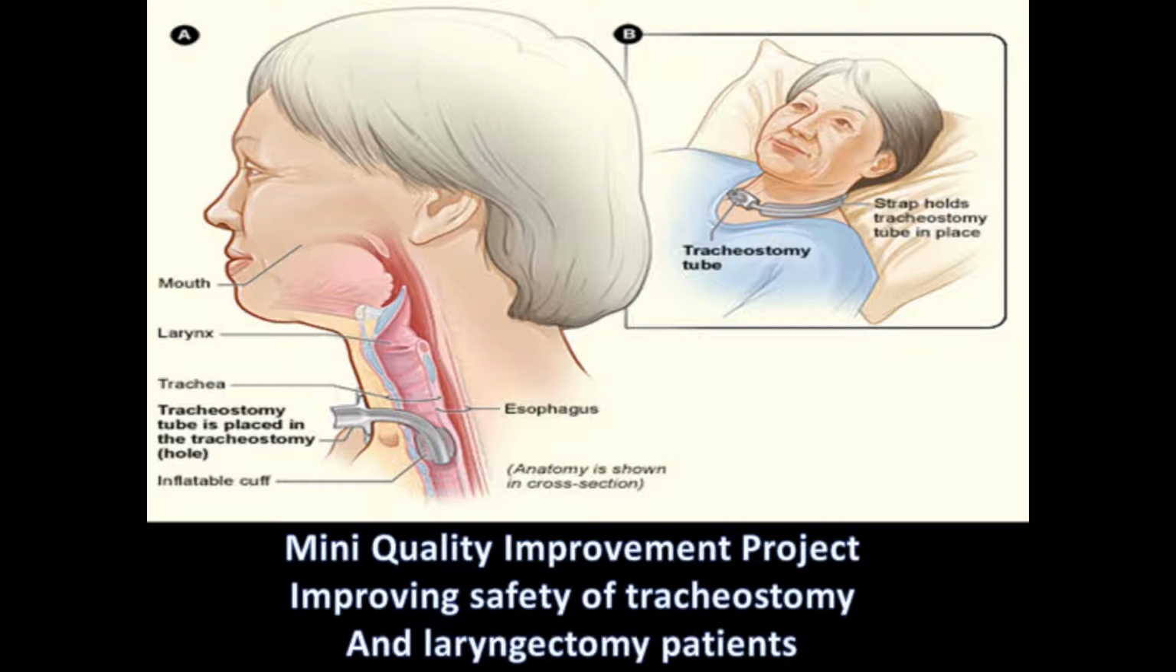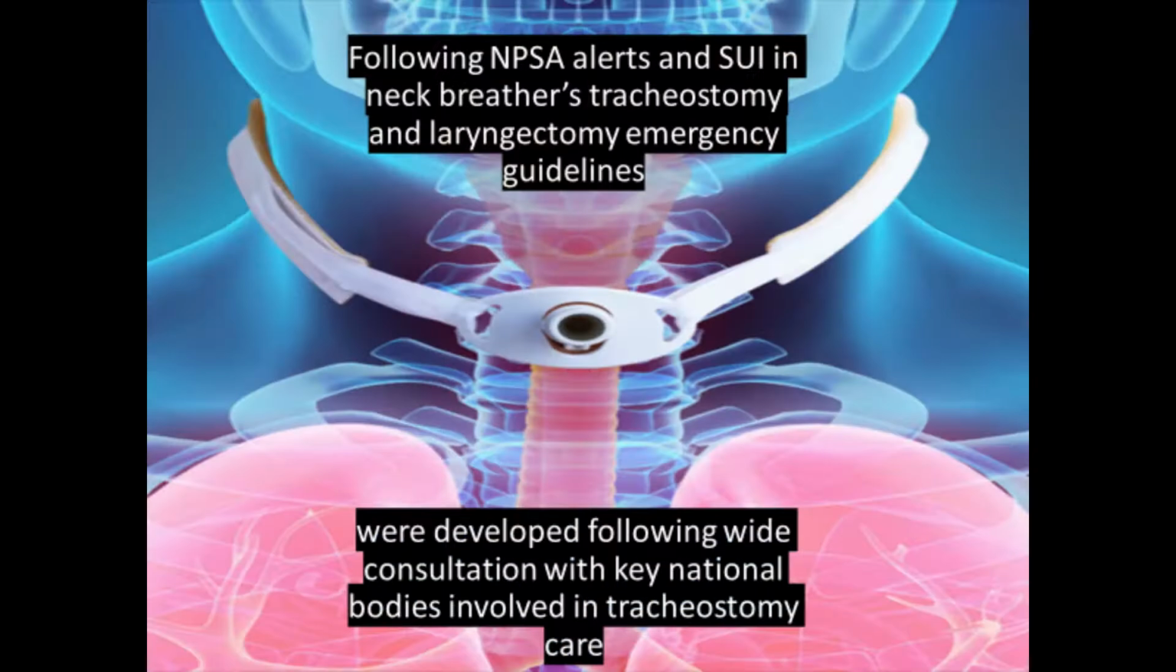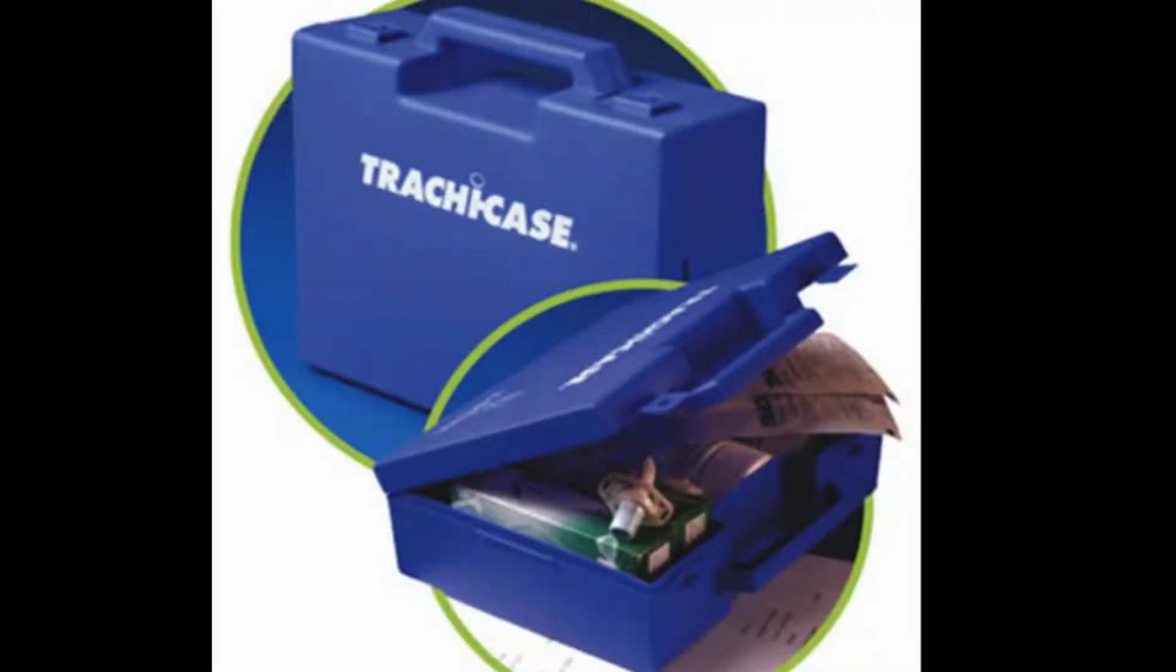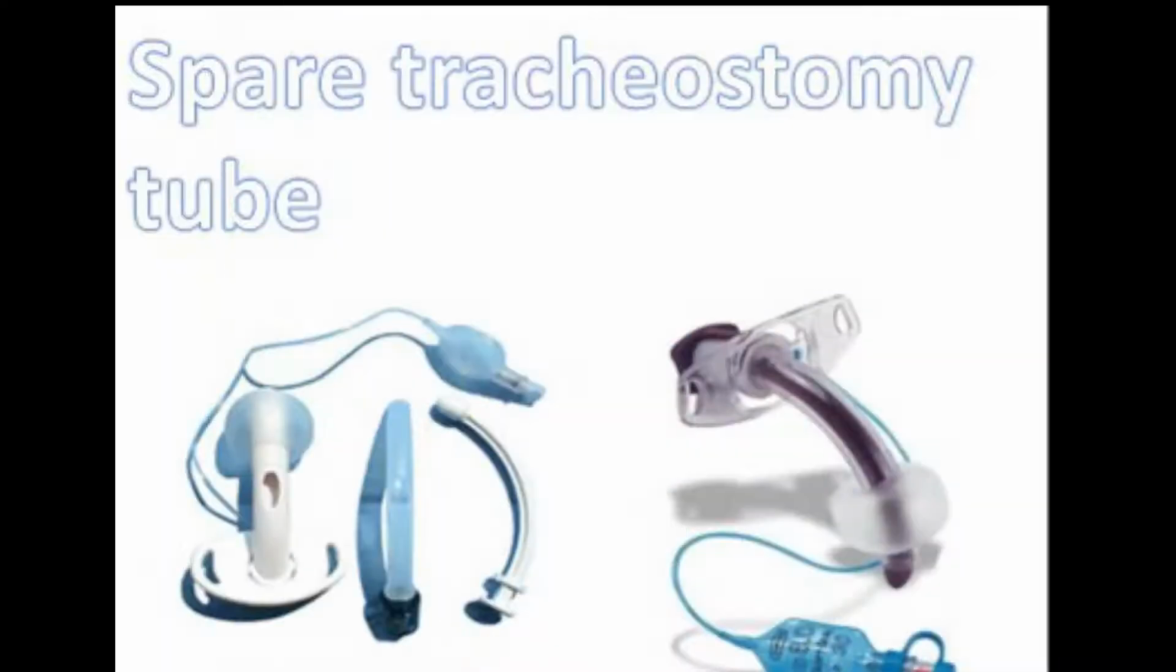A mini quality improvement project, or QIP, around tracheostomy and laryngectomy care. On nights in A&E, a few times I've seen potential SUIs where laryngectomy and tracheostomy patients have arrived, and myself and others have sort of known what to do, but sometimes all the equipment hasn't been there and it wasn't completely known. And as part of increasing patient safety in this area, this project has been done.